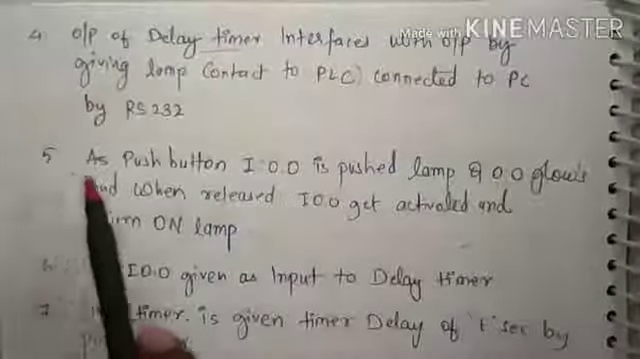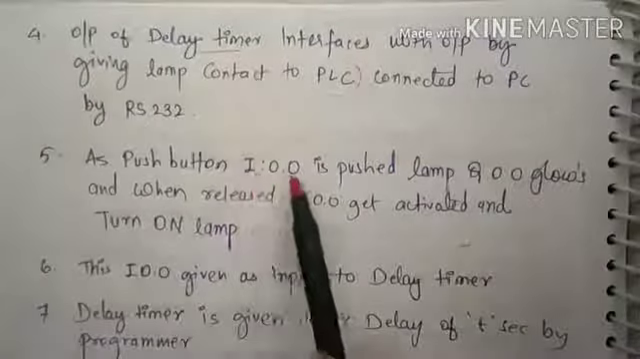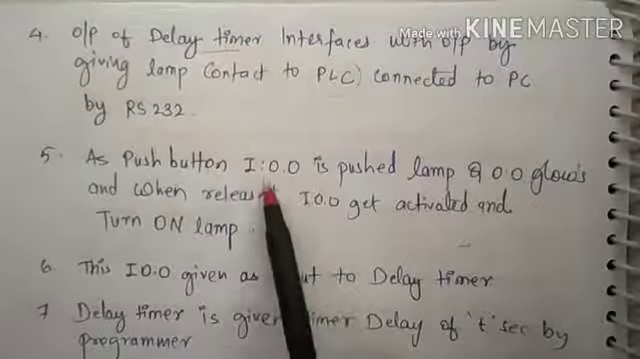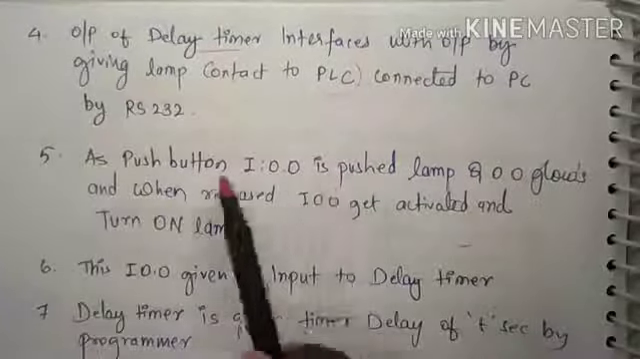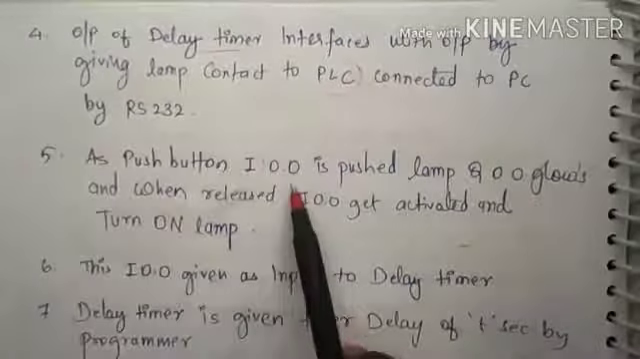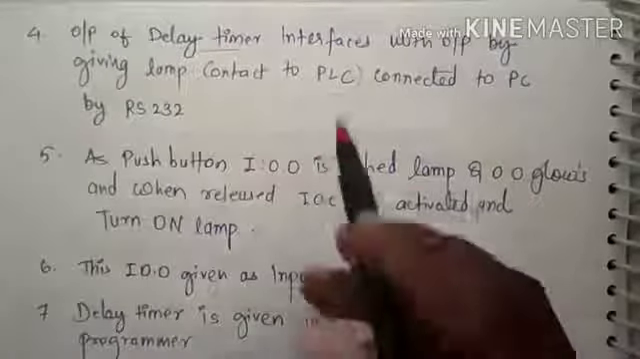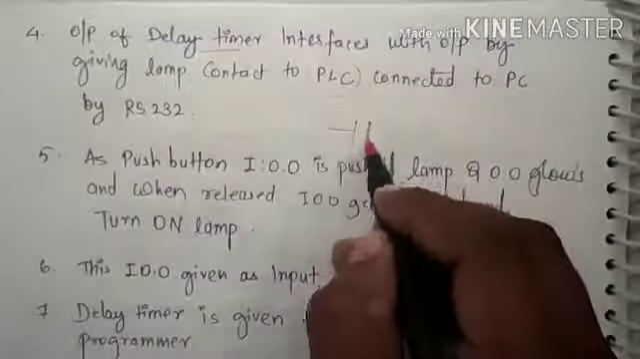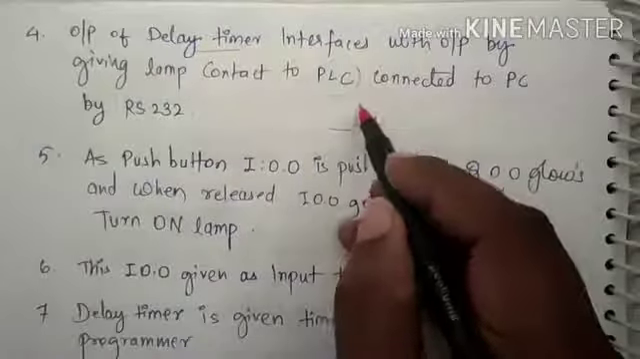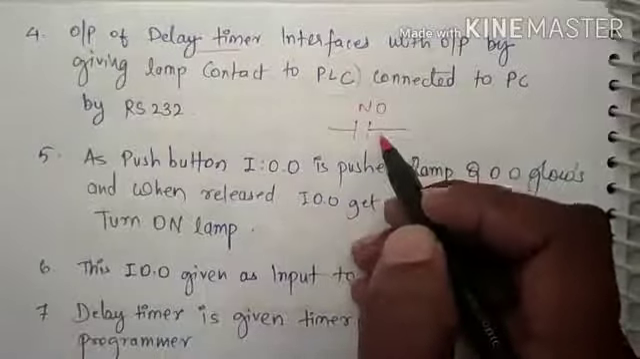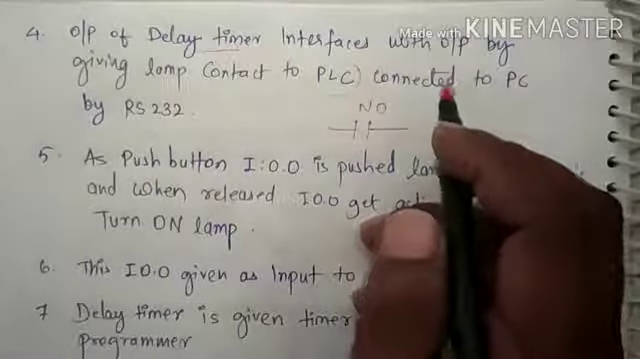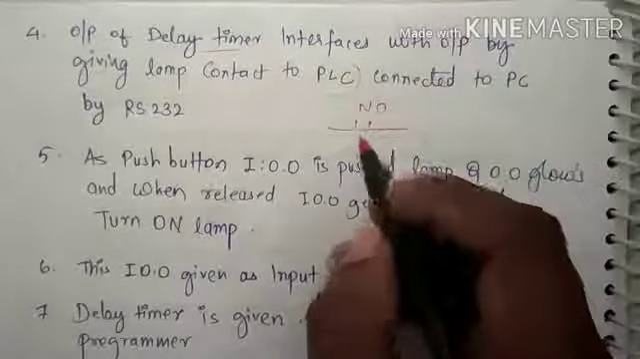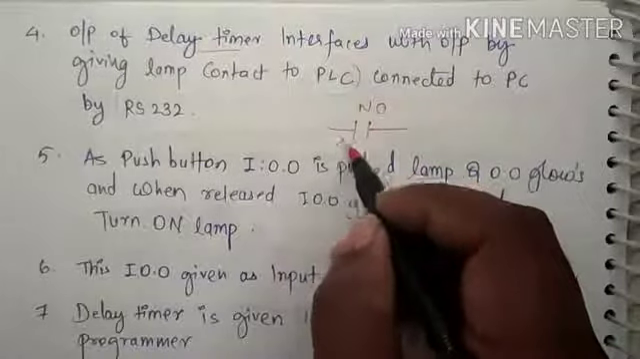Then the next one is, as the push button I:0 is pushed. I:0 means, let's suppose I have an NO contact. The NO is at some location. What will be its location? It is denoted by some address.